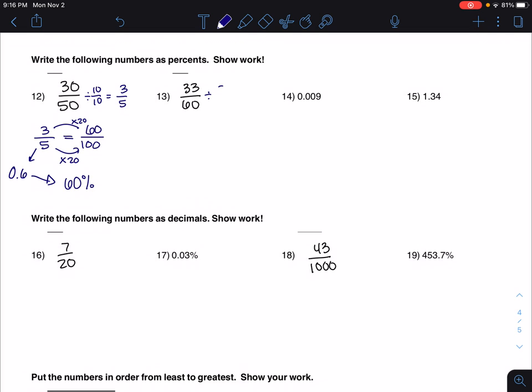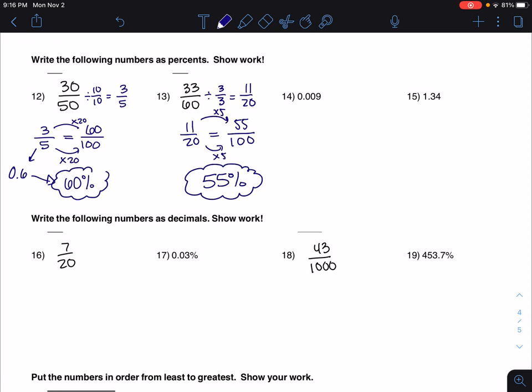For 33 out of 60, I'm going to divide by 3. So I'm going to get 11 over 20. Again, from 11 over 20, I can get to 100 on the bottom by multiplying by 5. 55 over 100 is going to be 55%. So for these I scaled the fraction to be out of 100, and the top then is my percent.